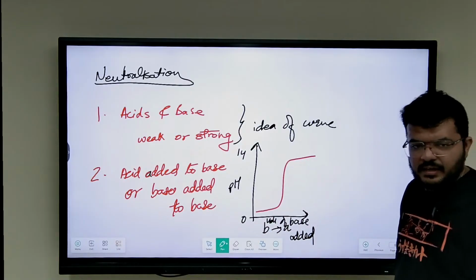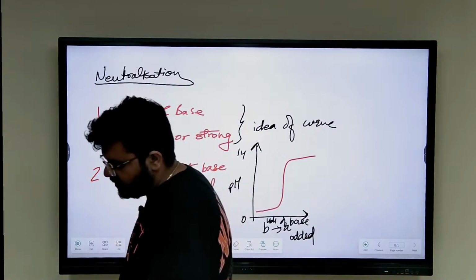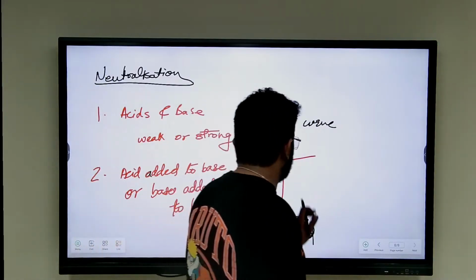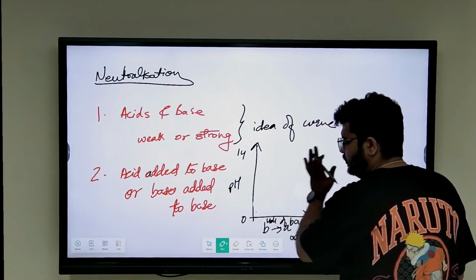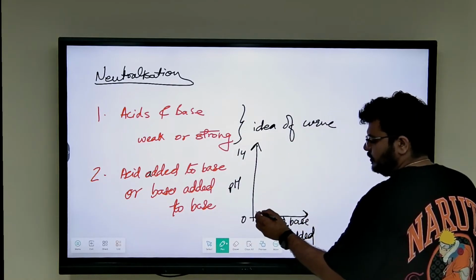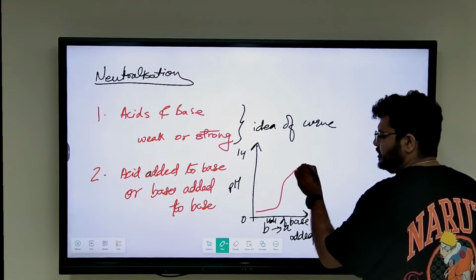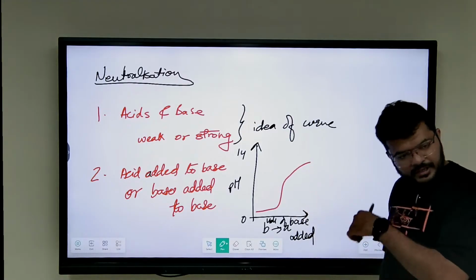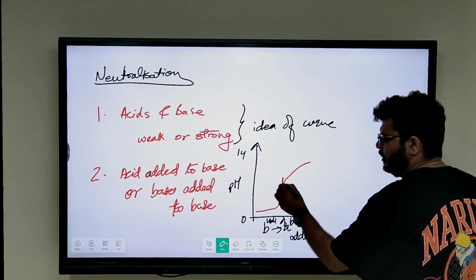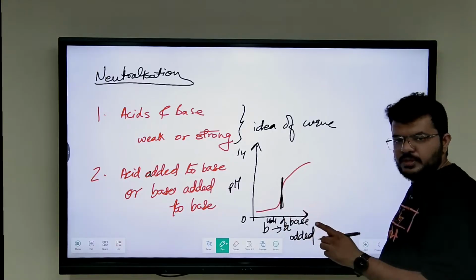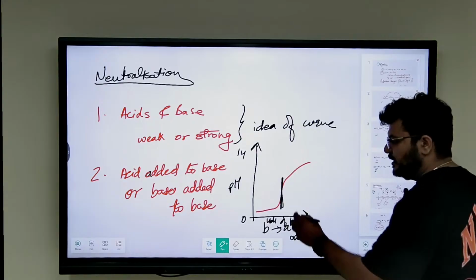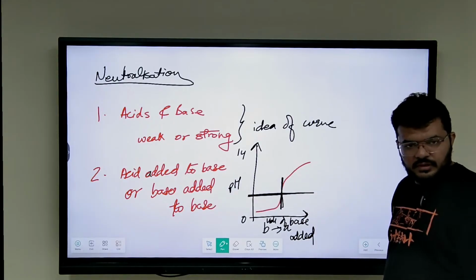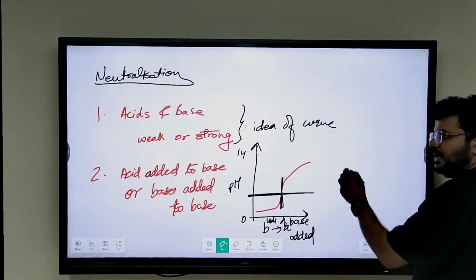Whose graph is this? Strong acid, strong base. What happens if the base was not strong? The bottom stays sharp, the top reduces, it will go like this, right? When it was strong and strong, the center of this would have been pH of 7. But here it will not be 7, it will be below 7. Right? Is everyone understanding?